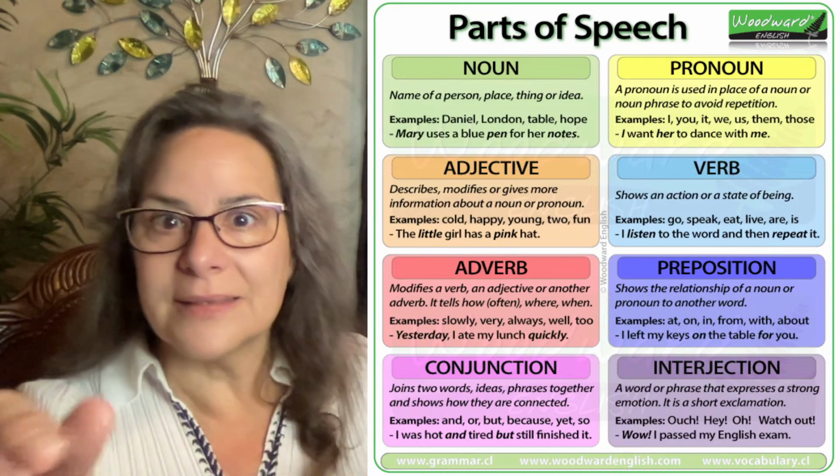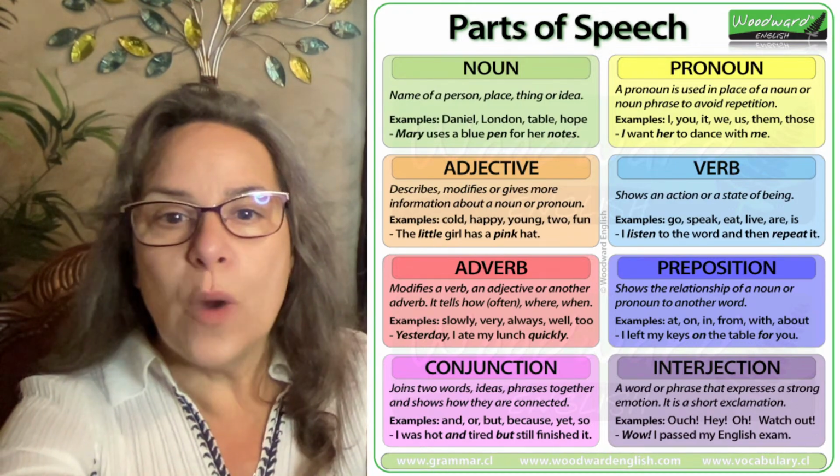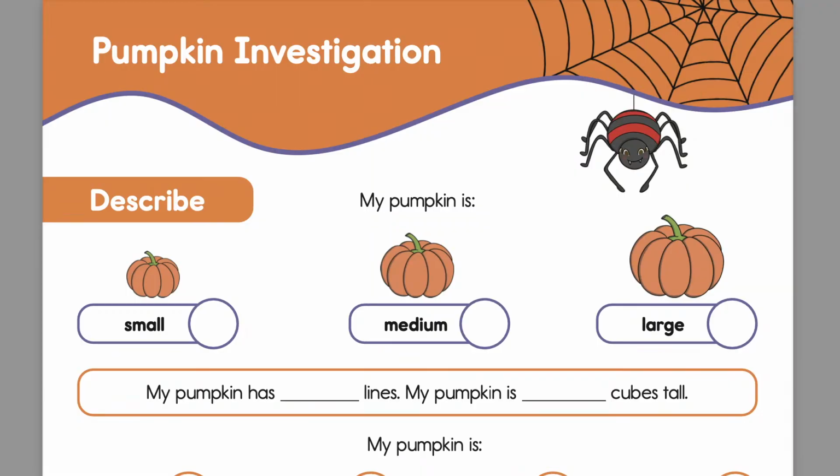So here we've got this little activity right here where we are using our adjectives. Is your pumpkin, my pumpkin is what? Small, medium, or large? My pumpkin has how many lines on it? So that tells you about the lines. The number tells you about the lines. Correct? Right?